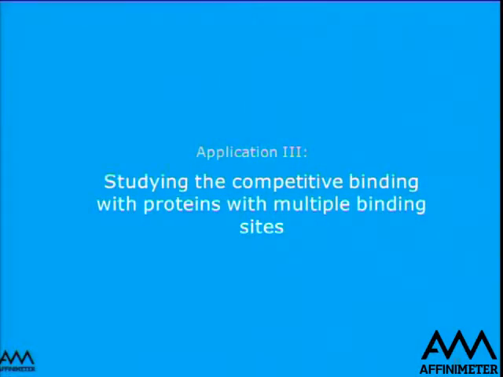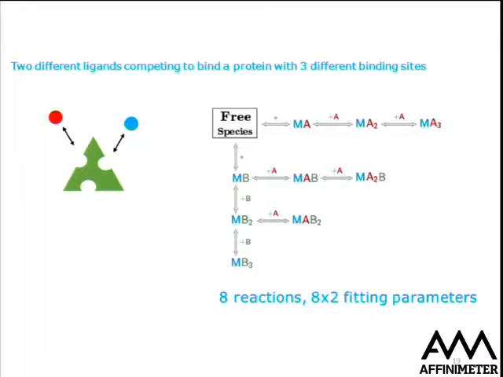The third application is the study of competitive binding with proteins with multiple binding sites. So this is the example that I gave you at the very beginning. This is a real case, a protein with 3 binding sites and 2 ligands, and this is the model that you have to apply in order to analyze this system, where we take into account all possible species, even if the protein is fully covered by one of the ligands or the other, or all intermediate species. You have to take all of them into account in the analysis, right?